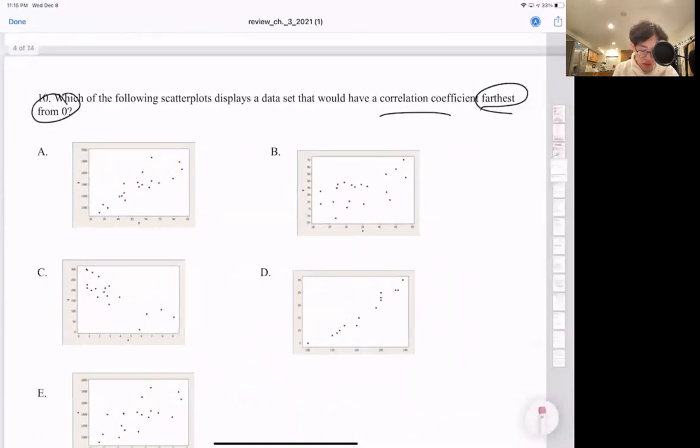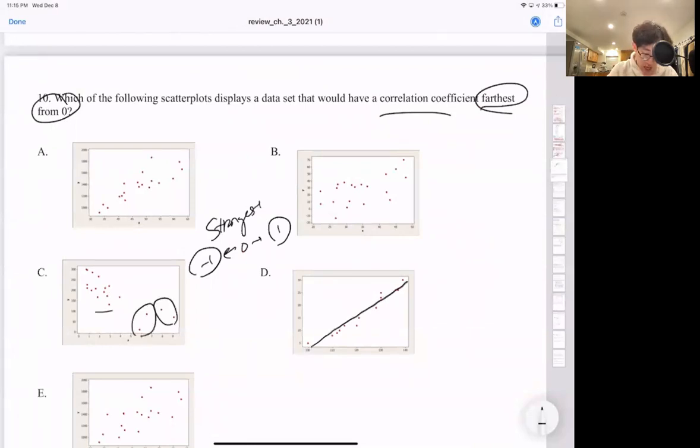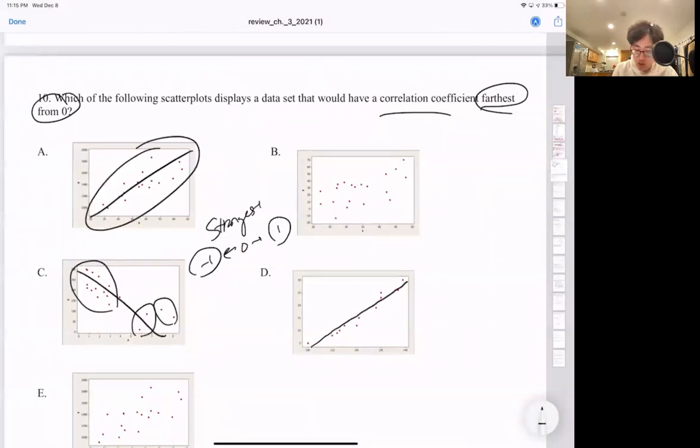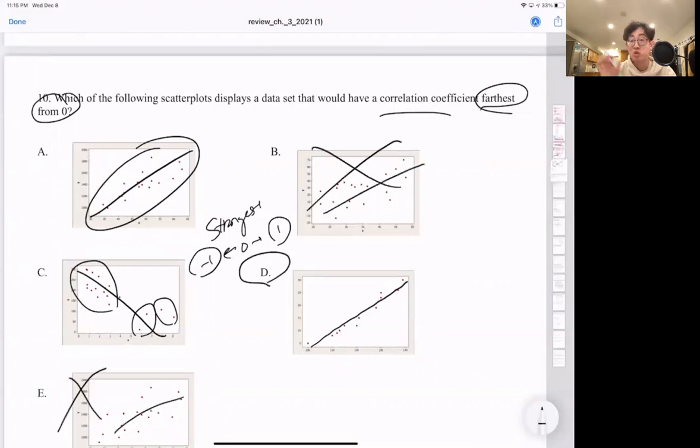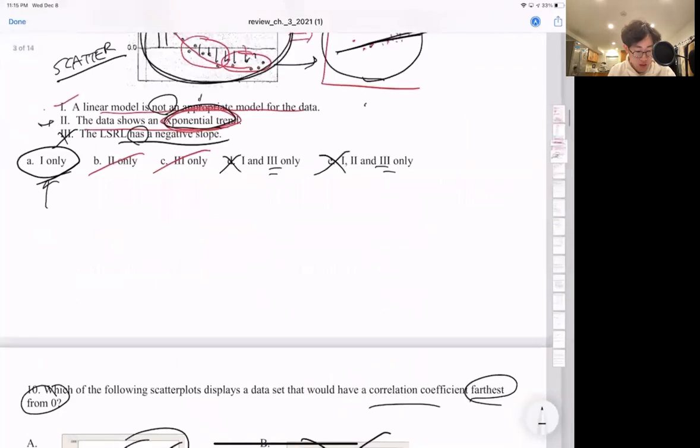Farthest from 0 basically means whichever one shows you the strongest correlation, close to 1 or negative 1, right? Because those are the farthest values away from 0. I really like D. These are all scattered over here. These are scattered more, so the correct answer is D. B and E obviously make no sense because those two are the weakest correlations. So 10 should be D, yes.